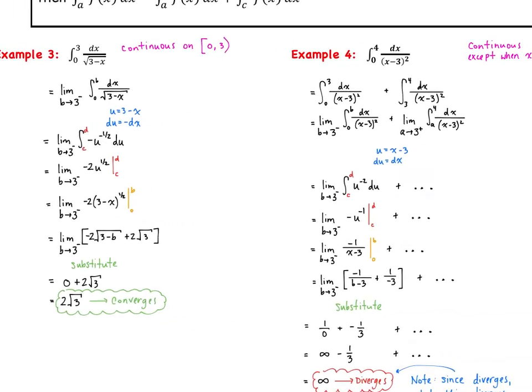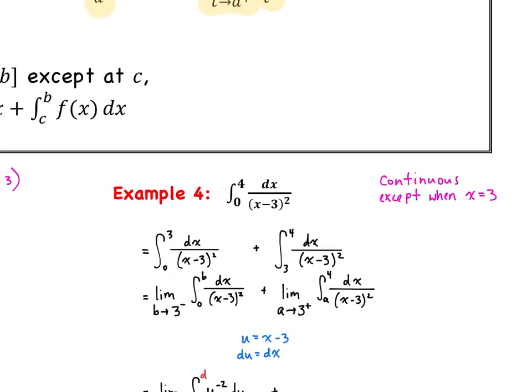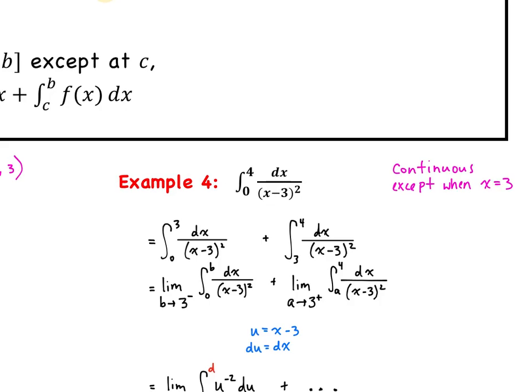All right, let's take a look at this next example. Now we're going to take the integral from 0 to 4 of dx over x minus 3 squared. So what should we notice? This function is continuous on that closed interval except when x equals 3. So we need to split up this integral. We're going to start with the integral from 0 to 3 of that function plus the integral from 3 to 4 of that function.